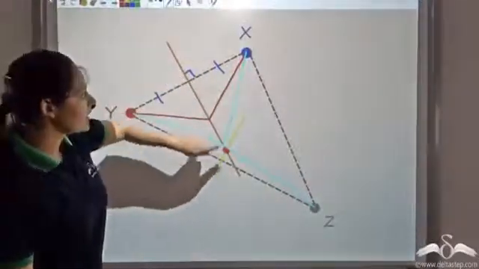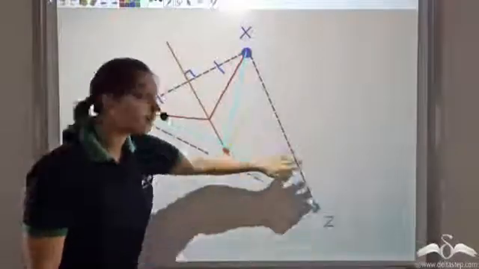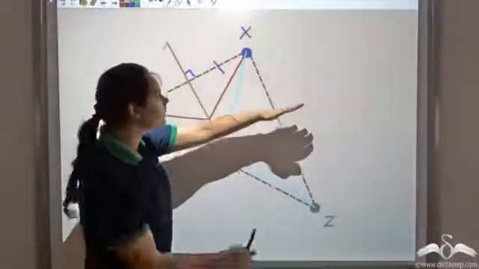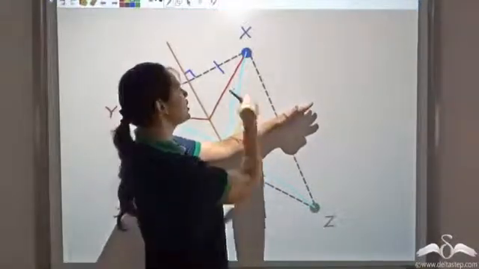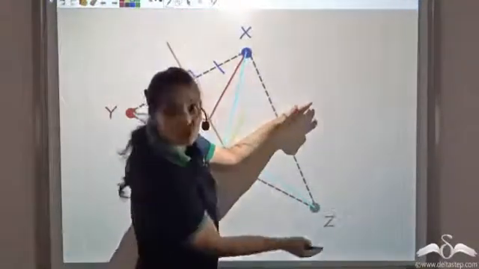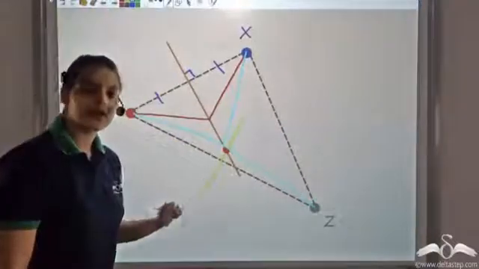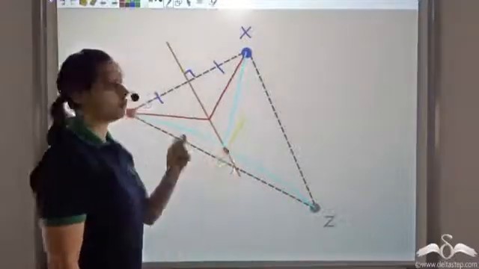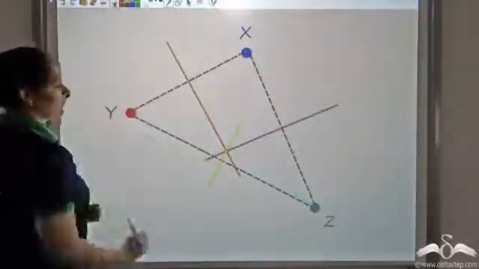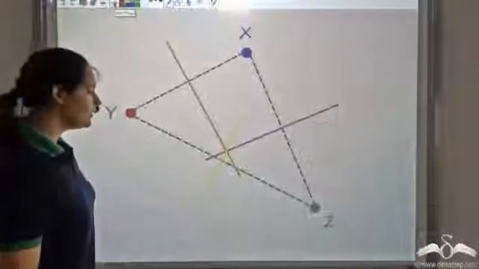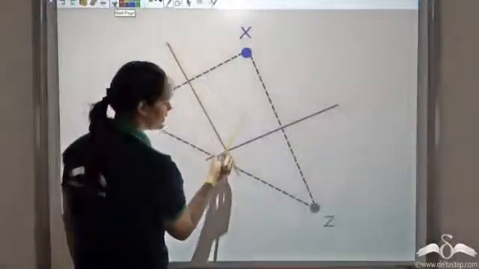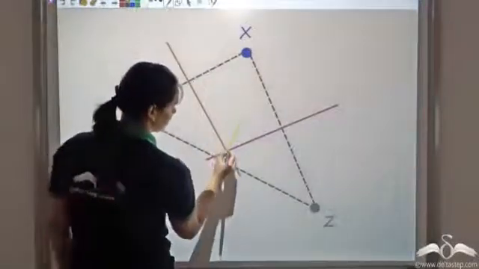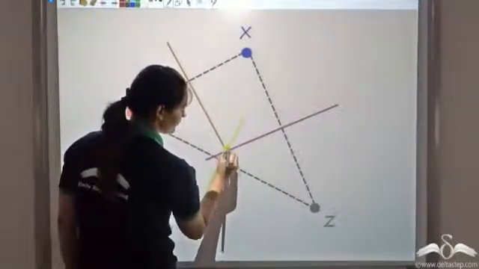Now let us see what happens if I draw a perpendicular bisector to X and Z. Why do I draw a perpendicular bisector? Because I want all such points which are equidistant to X and Z also. So let me draw a perpendicular bisector to this side and see whether it intersects at this point or not. So I draw a perpendicular bisector here and I see that all these three lines are intersecting at one point. So they all are intersecting at this point.